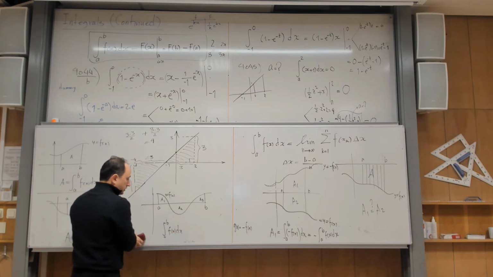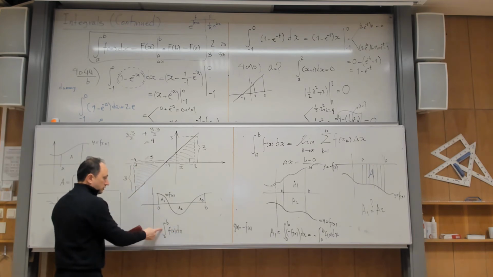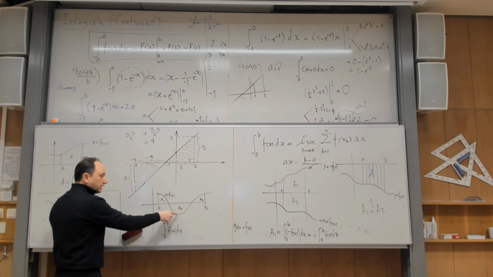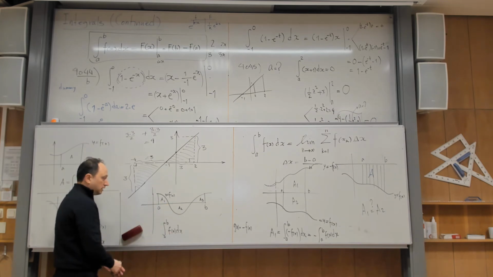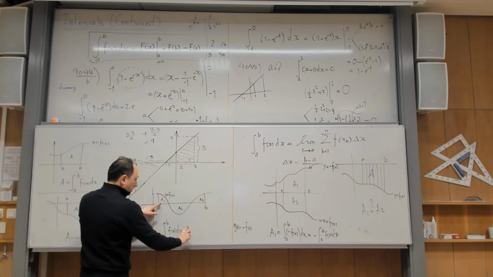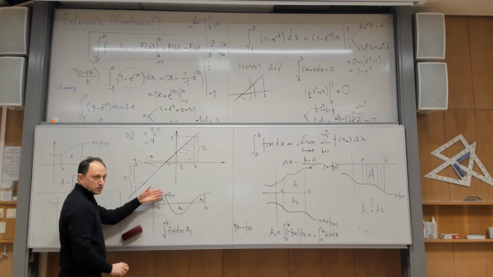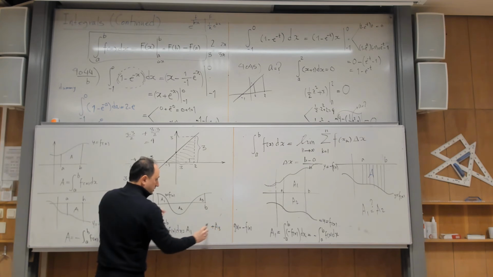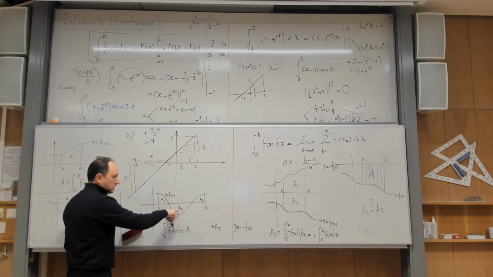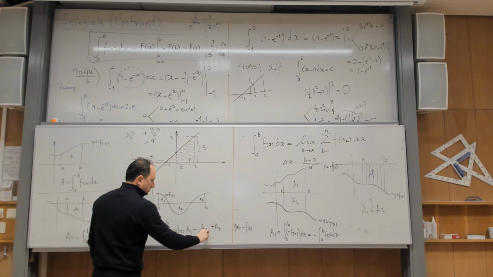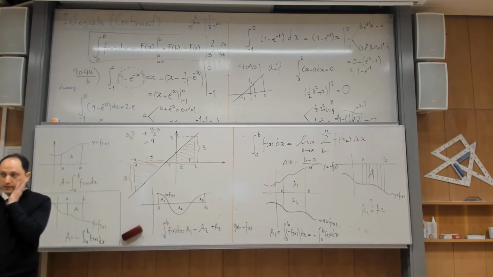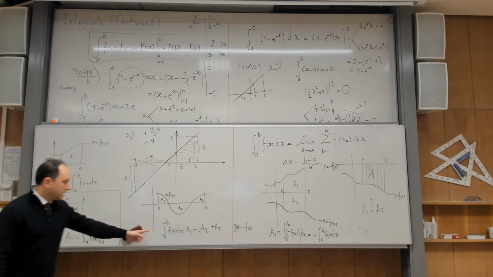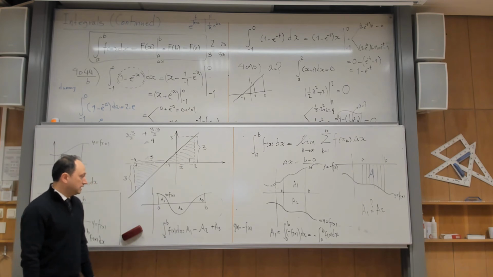So don't get confused here. This integral is not the total area. It is area number 1 with positive sign because it lies above. It is area 3 with positive sign because it also lies above. But this will contribute with a negative sign.